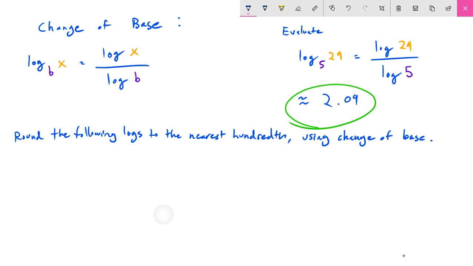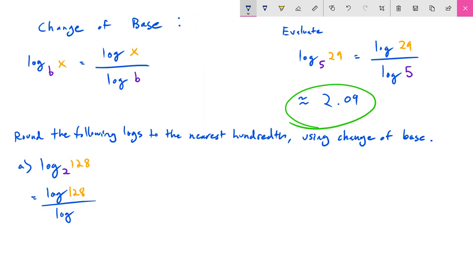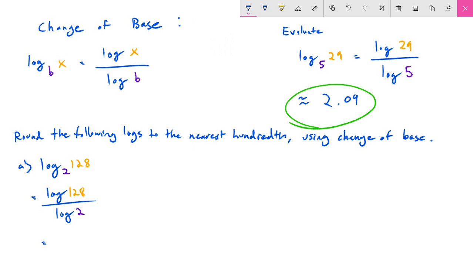Okay, so the first one we're going to do is log base 2 of 128. So if I use change of base, what is this equal to? It's the same thing as what? Log of 128 over log of 2. And can somebody on your calculator tell me what this would come out to be? This comes out to be an exact answer, by the way. 7. That's right. So this one should come out to be 7.